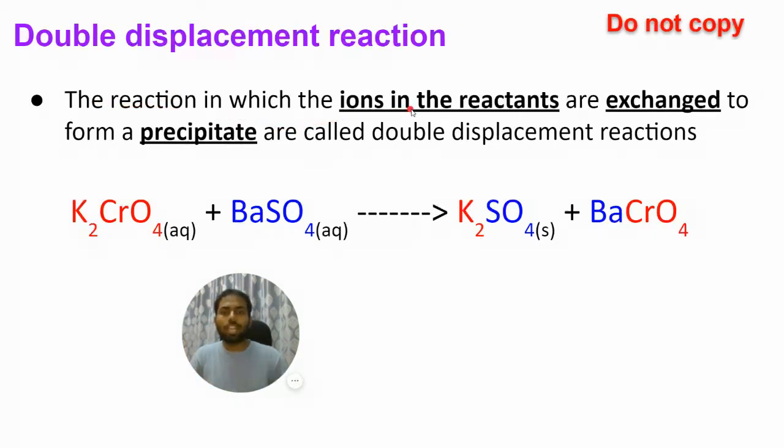So how do you explain this? The reaction in which ions in the reactants are exchanged to form a precipitate is called a double displacement reaction. So the ions here, chromate and sulfate, got exchanged. The one that had chromate got sulfate, and the one that had sulfate got chromate. So the ions in the reactants have exchanged and because of that a precipitate is forming. Okay, so this is your precipitate, right? Here I have forgotten to put the downwards arrow. So here this precipitate forms, a powder-like substance settles at the bottom. So this kind of reaction is called a double displacement reaction.